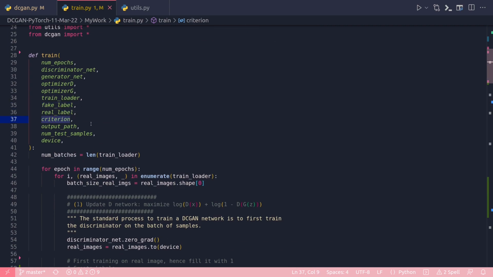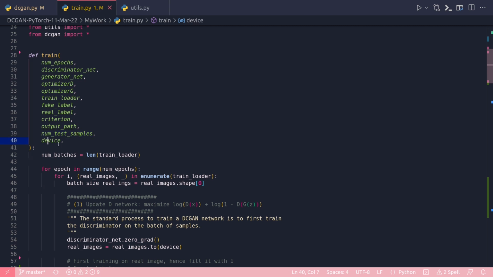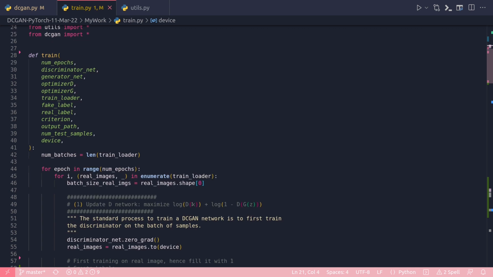All right, criterion, that's my loss function. And also a couple of others: this output path is just a path variable where I will be saving the images that will be created by the generator network. That is, this will be the path where the fake images will be saved. Number of test samples is just a number of samples which I will be plotting by using this method here, that is plot images. And device is just what I already defined here, that is my GPU or CPU, depending on whatever is available.